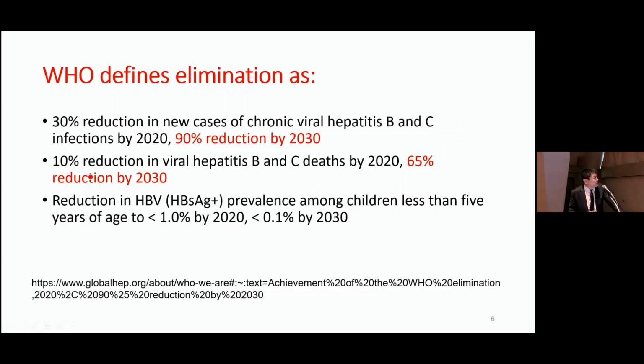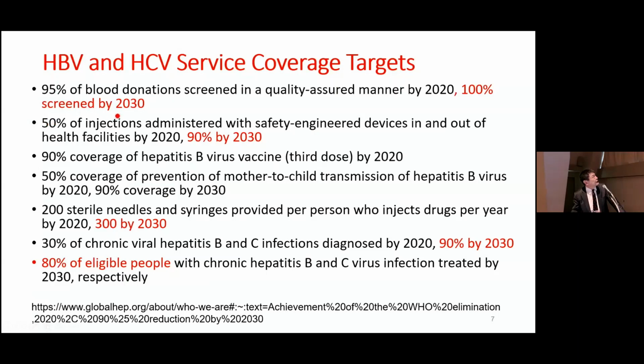So what is the definition of elimination? I think it is the suppression of new infections, a 90% reduction by 2030, and a reduction of deaths by 65% by 2030. This is summarized by WHO's targets, and more specifically, we need to screen blood donations, preferentially 100% screened by 2030 in any countries or regions. Also, in a very restricted population, we need to use safety engineered devices 90% by 2030 in rural settings.